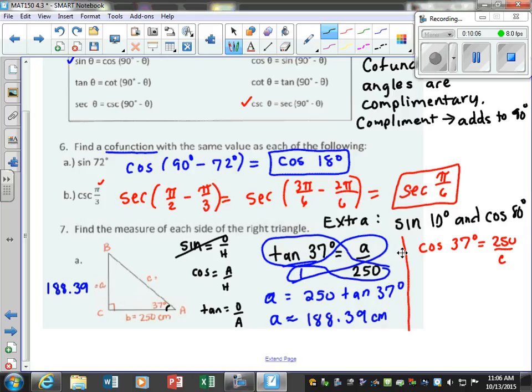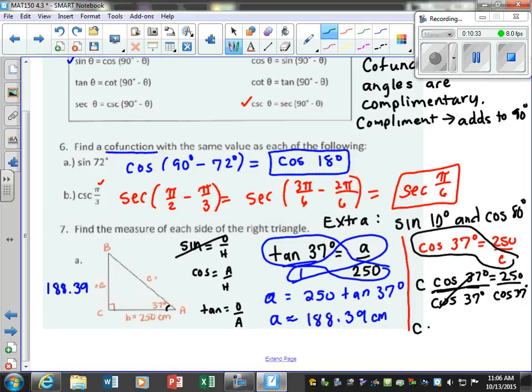Okay, cross multiply right here and solve. So we have C times the cosine of 37 degrees is equal to 250. Solve for C, so we want to divide both sides by the cosine of 37 degrees. Put that in your calculator, and we should get C is approximately 313.03 centimeters.